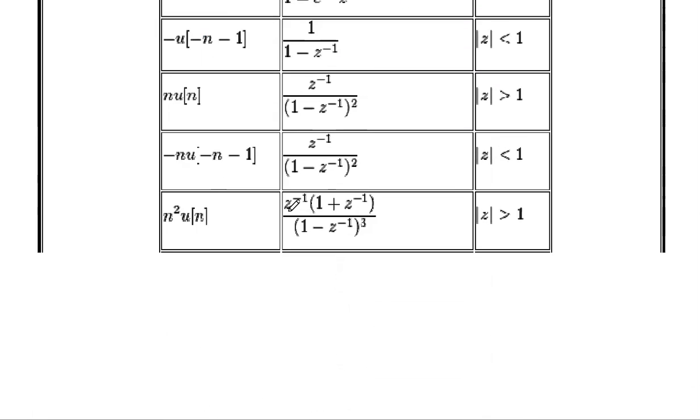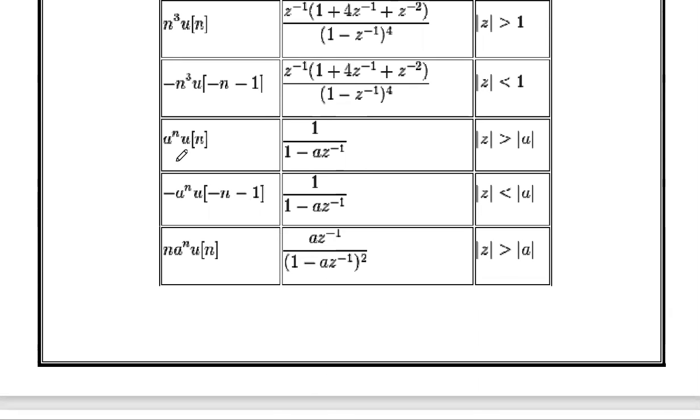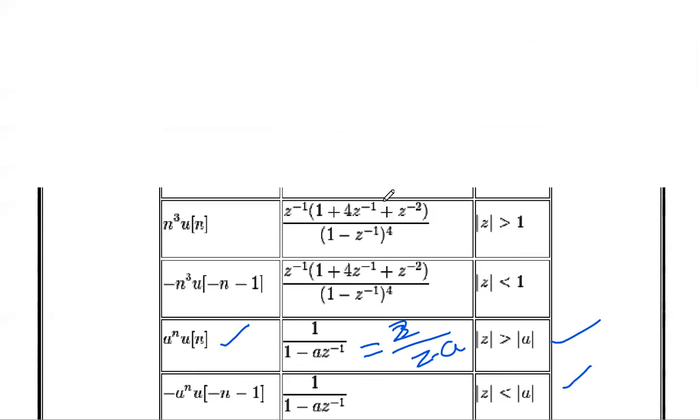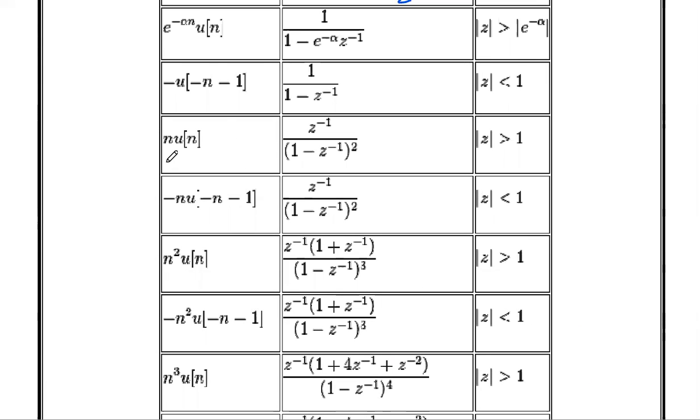Okay, then the next one. So here there's a given: a power n u of n. The signal is having the Z transform 1 by 1 minus a Z inverse, or it can be written as Z by Z minus a. Okay, so the ROC is modulus of Z greater than a. Similarly, minus a power n u of minus n minus 1 is also having the same Z transform value, but the ROC is different. So you see this is greater than a, this is less than a. That is different.